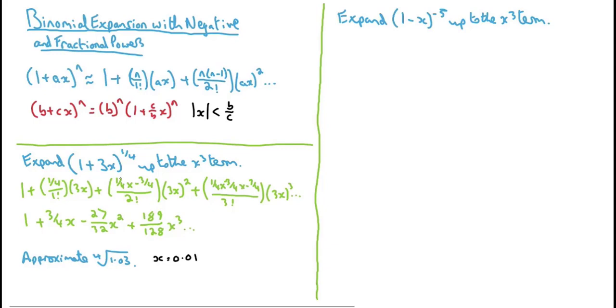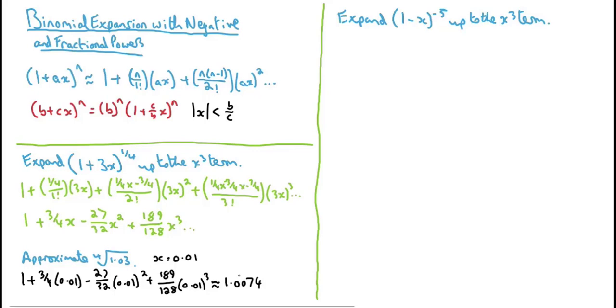If we just want to double check, our x being less than 1 divided by 3, so less than a third, yep, that's definitely less than a third. So to substitute this into our expansion, it'll become 1 plus 3/4 of 0.01 minus 27 over 32, lots of 0.01 squared, plus 189 over 128, 0.01 cubed, and this would get you a value that is approximately 1.0074.